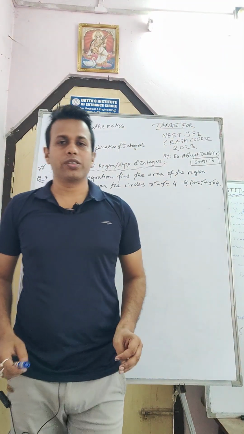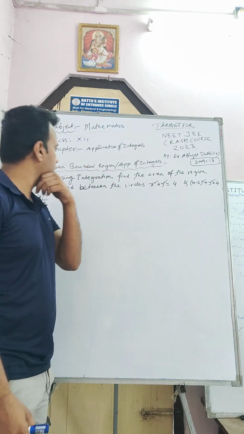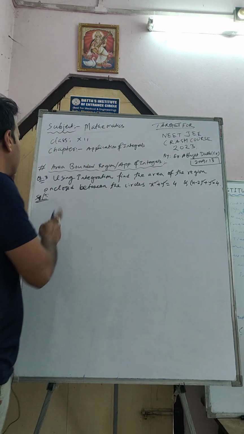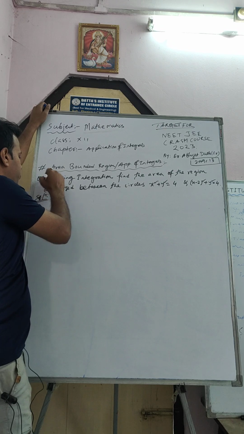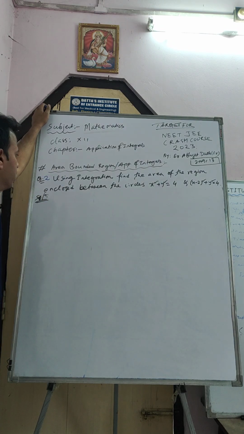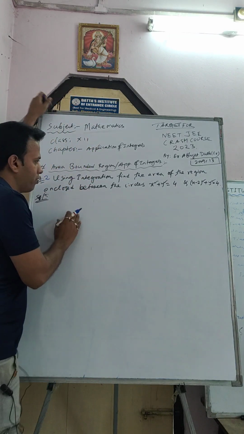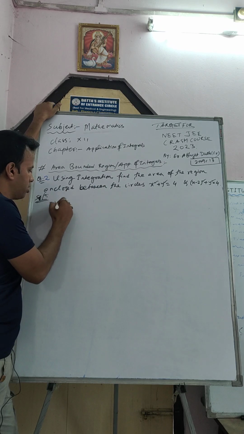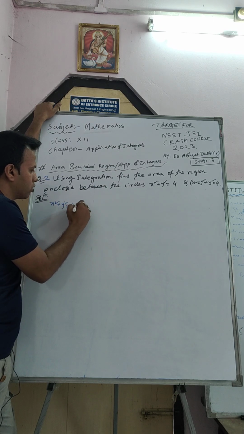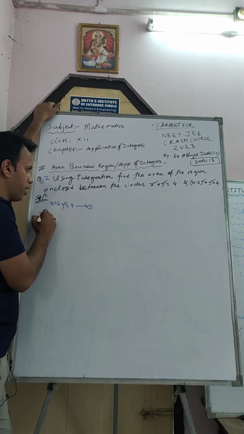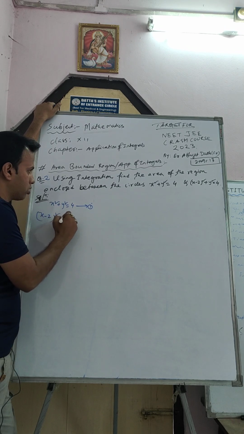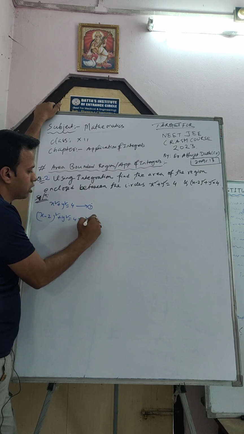Hello students, our next question is question number 2. Using integration, find the area of the region enclosed between the circles. This one is one circle and this one is another circle. First I write the equations: x square plus y square equal to 4, equation 1, and x minus 2 whole square plus y square equal to 4. This one is the other equation.